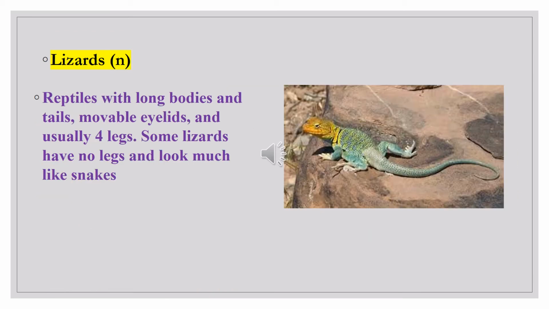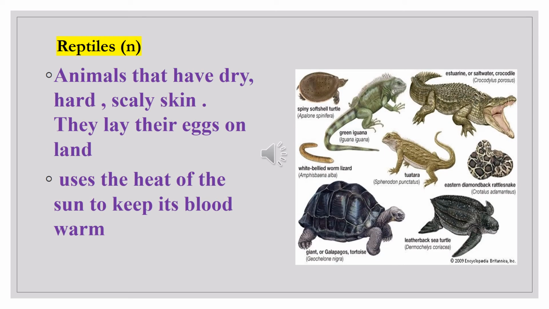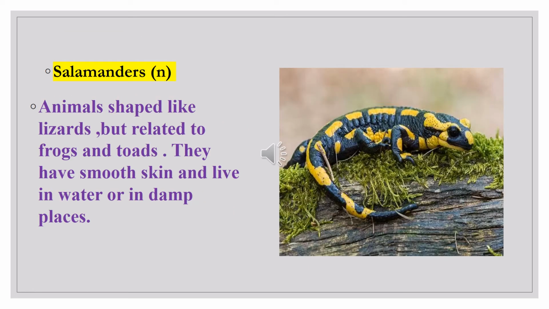Lizard: it's a reptile with a long body and tail, movable eyelids, and usually 4 legs. Some lizards have 2 legs and look much like snakes. Reptiles: animals that have dry, hard, scaly skin. They lay their eggs on land and use the heat of the sun to keep their blood warm. Salamanders: look, it's like Fred in the story. Animals shaped like lizards but related to frogs and toads. They have smooth skin and live in water or in a damp place.